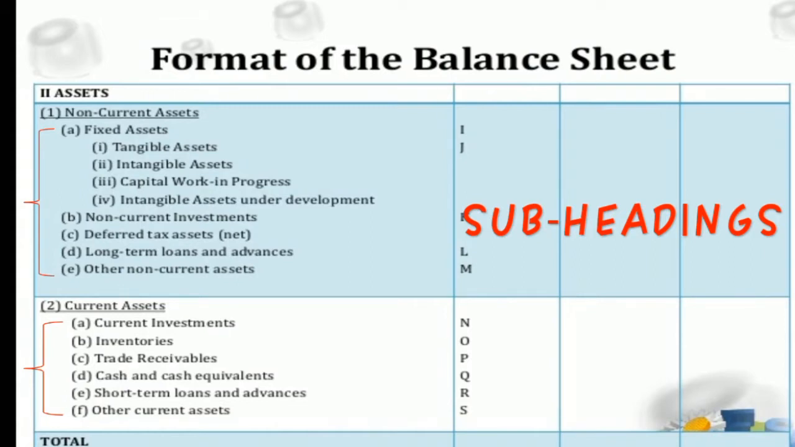So if I ask you what will be the heading and subheading of machinery? Machinery is a fixed tangible asset. So the main heading of machinery will be non-current assets and it will come under fixed assets. We can write in brackets, tangible fixed assets. So the main heading will be non-current assets and the subheading will be fixed assets (tangible). Like this we have to find out.